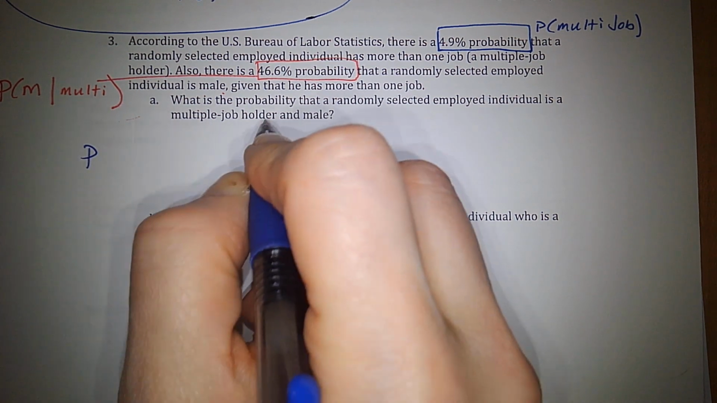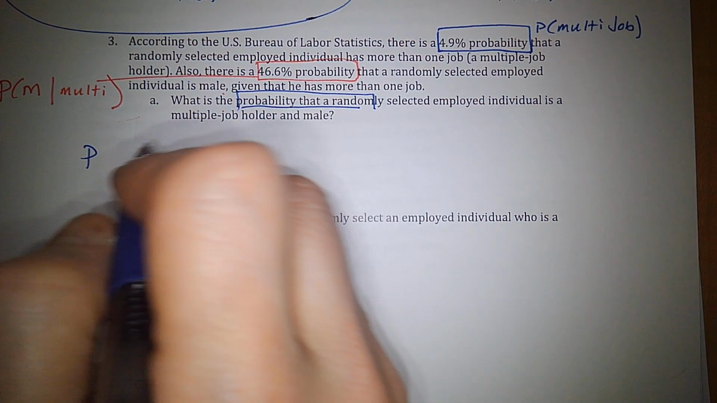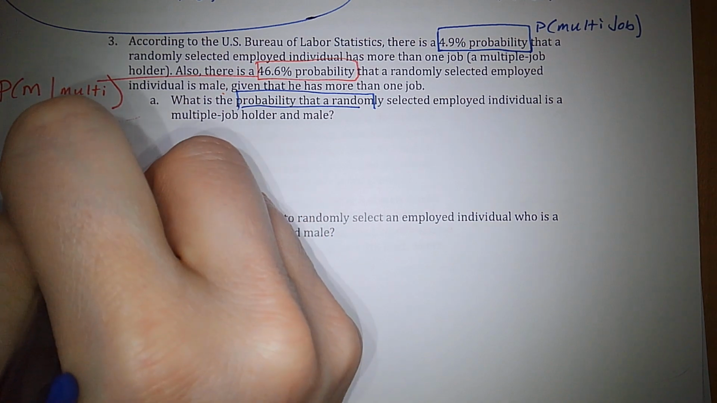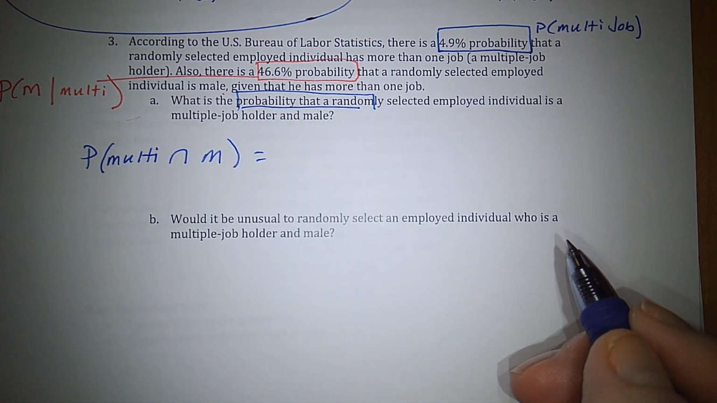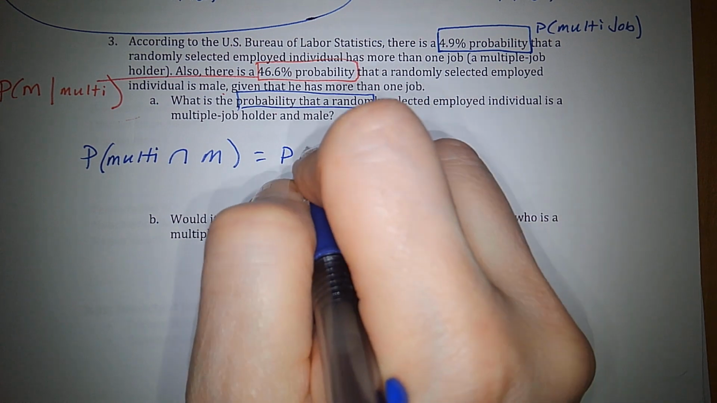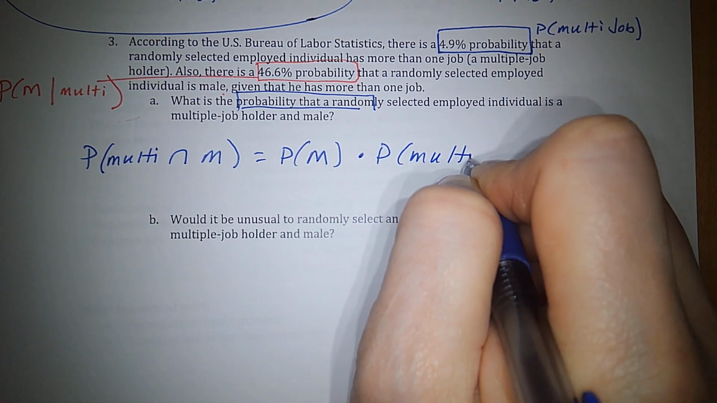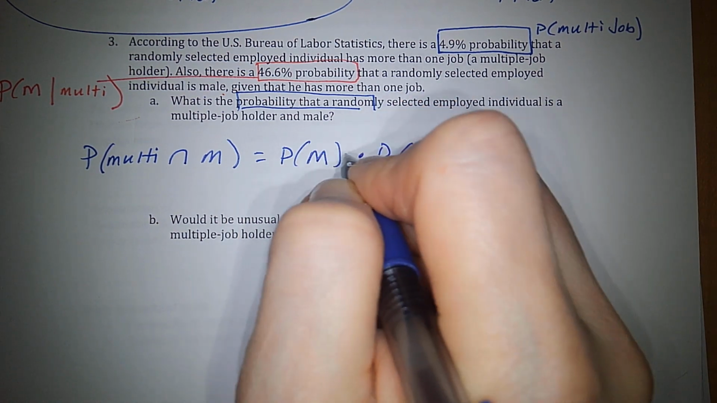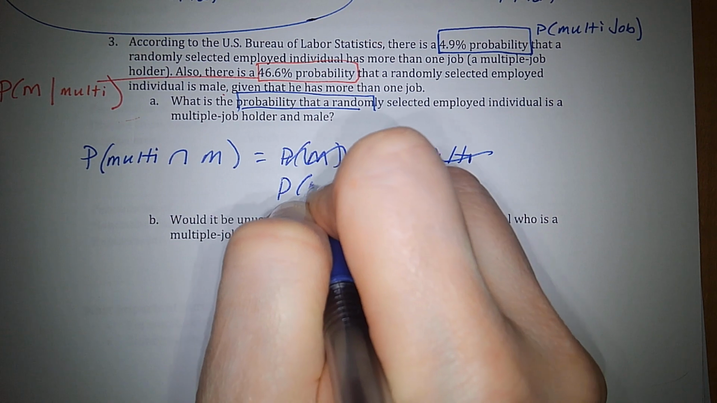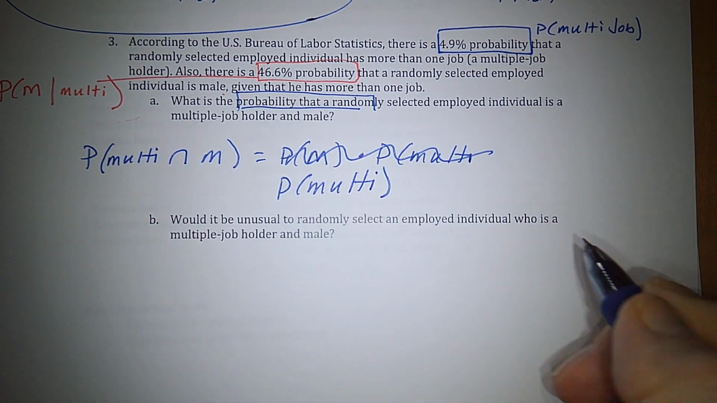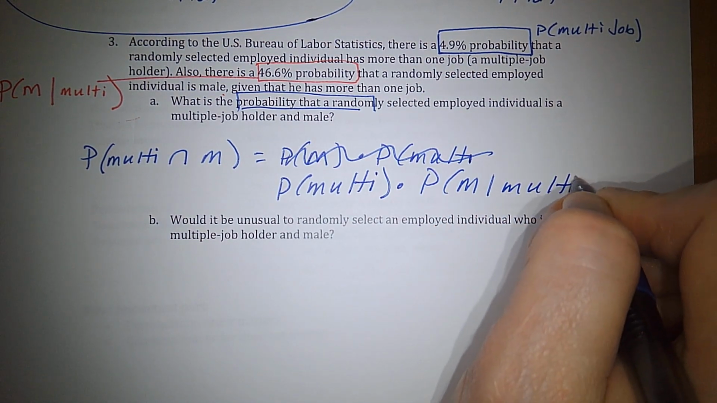So the question is asking us, what is the probability that a randomly selected employed individual is a multiple job holder and male at the same time? Well, all we have to do is multiply the probability of them being a multiple job holder times the probability that they will be male, given they're a multiple job holder.